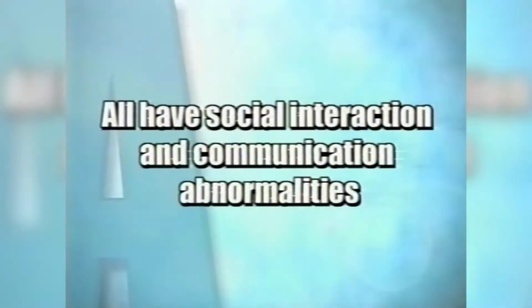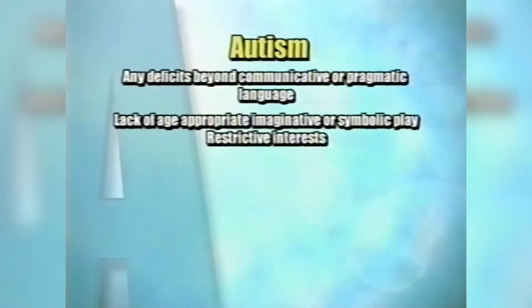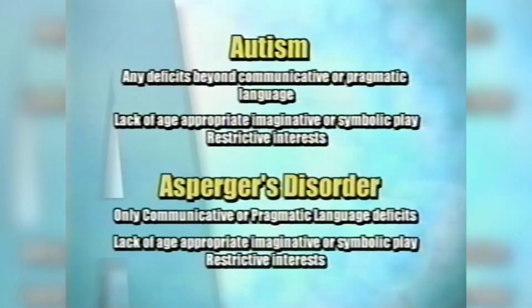In order to differentiate between the 5 subtypes of the pervasive developmental disorders, one first has to look at language development. All have abnormalities of social interaction and communication. If there is language involvement to an extent greater than just communicative language or pragmatic language, then we consider the diagnosis of autism. If it is just involving pragmatic language, this is where the term Asperger's disorder is utilized.